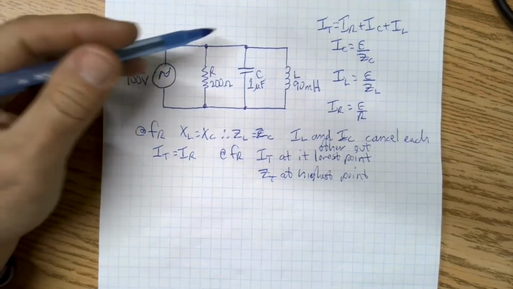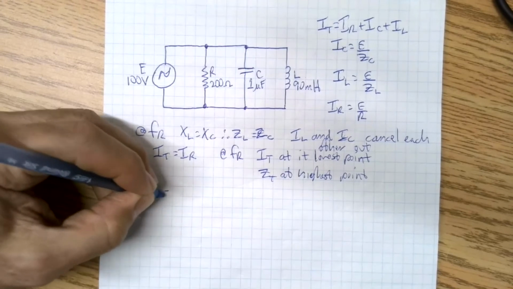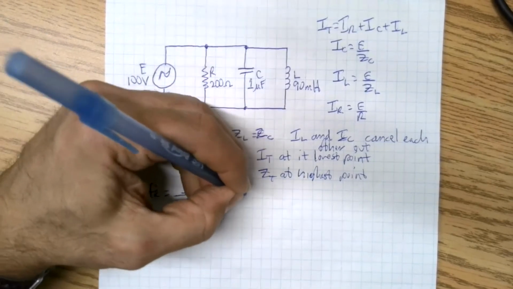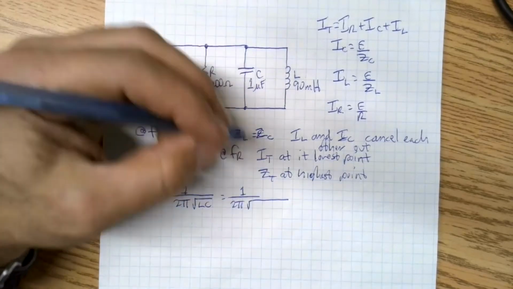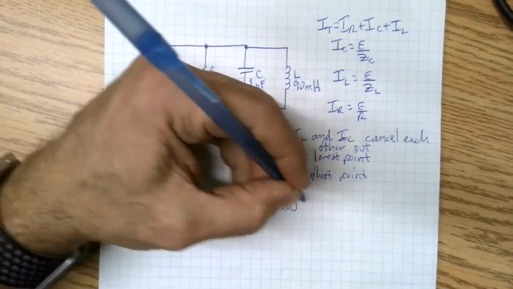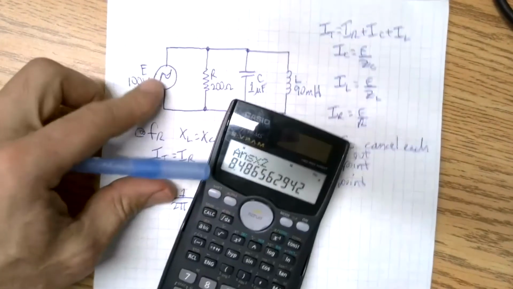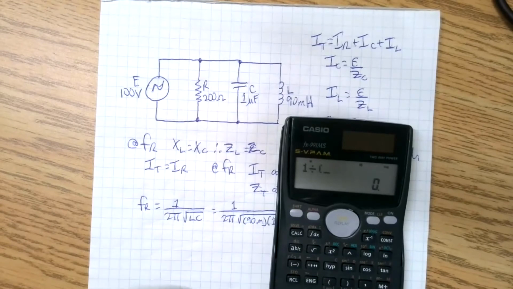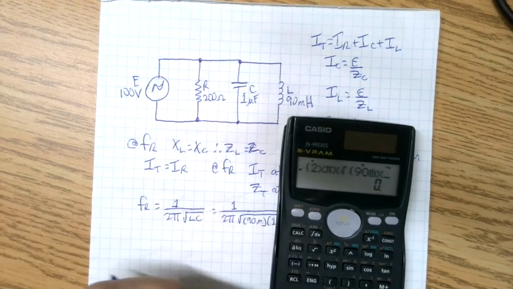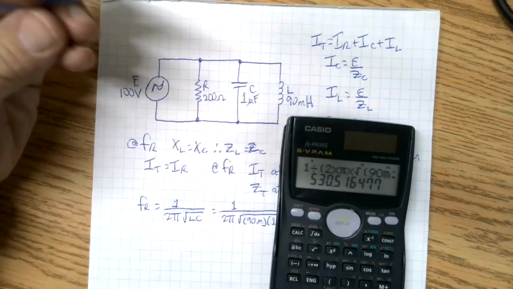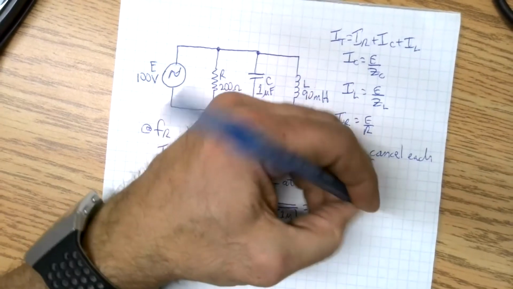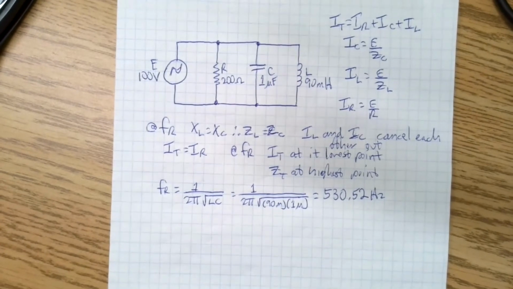All right? So if we were to take this circuit here, our resonant frequency for this circuit is 1 over 2 pi square root of L times C, which is 1 over 2 pi square root of L, which is 90 millihenries, times C, which is 1 microfarad. So if we were to calculate that, it would be 1 divided by bracket 2 times pi times the square root of bracket 90 milli times 1 micro. So we have 530.516 hertz. So 530.52 hertz. So it's at that point where XL equals XC.